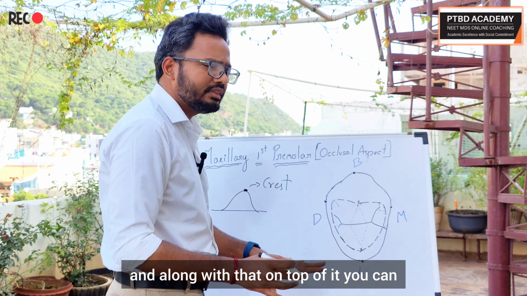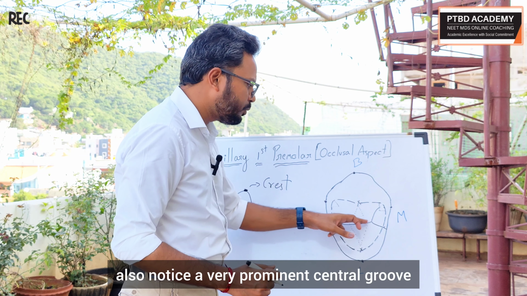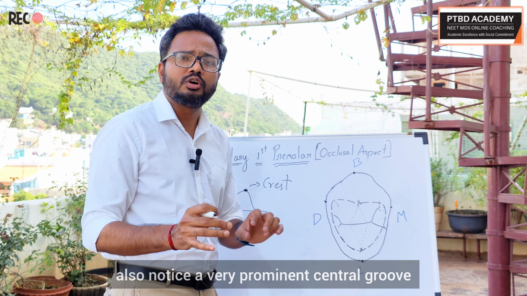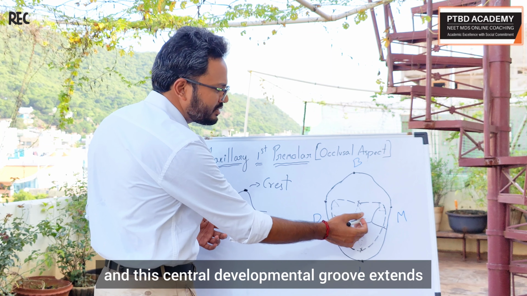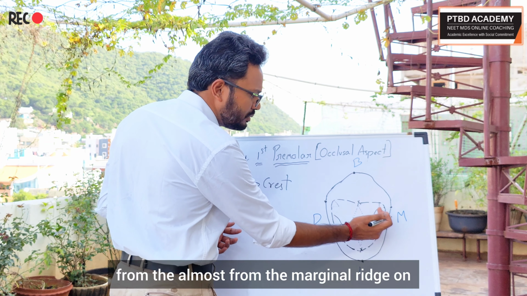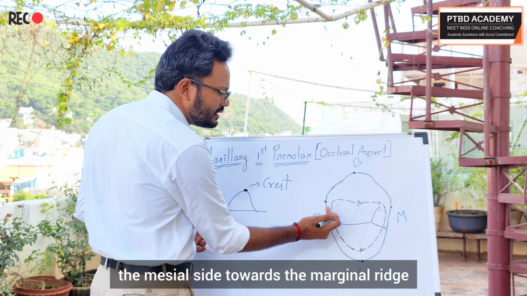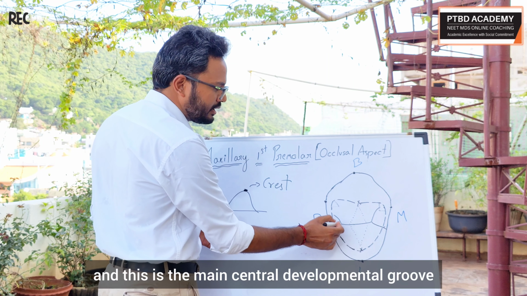And along with that, on top of it, you can also notice a very prominent central groove or central developmental groove, and this central developmental groove extends almost from the marginal ridge on the mesial side towards the marginal ridge on the distal side, and this is the main central developmental groove.